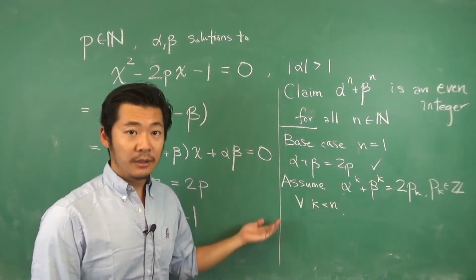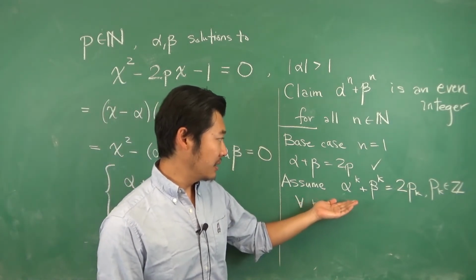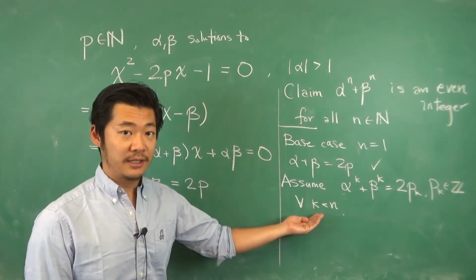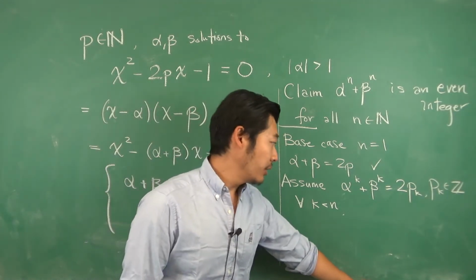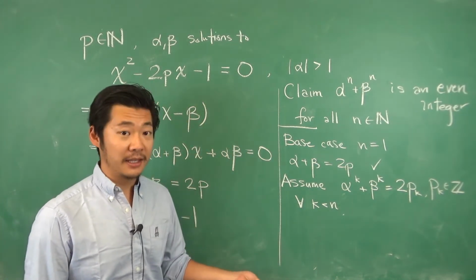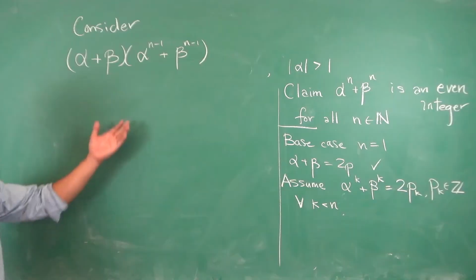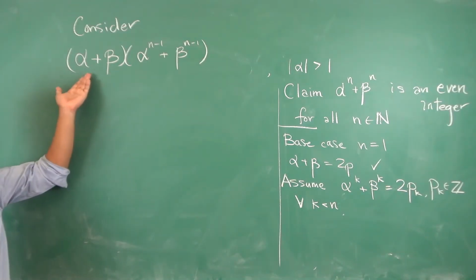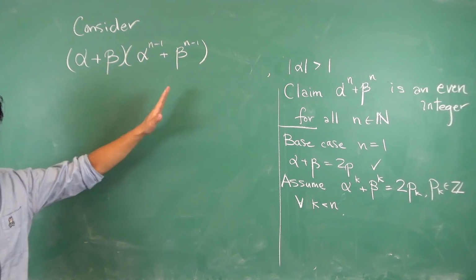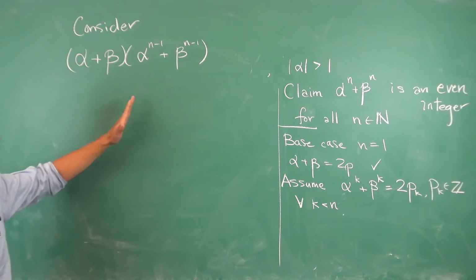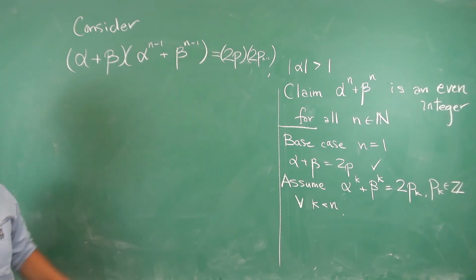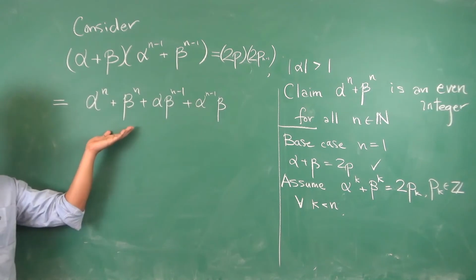so this must hold. Now we assume that alpha to the k plus beta to the k is some even integer for all k strictly less than n. Now we want to show that if we assume this, we can show alpha to the n plus beta to the n is an even integer. Now we consider this product, alpha plus beta times alpha to the n minus 1 plus beta to the n minus 1, which by the strong inductive hypothesis is an even integer, since we know that this is an even integer and this is an even integer. Now if we multiply this out, we'll get this expression.